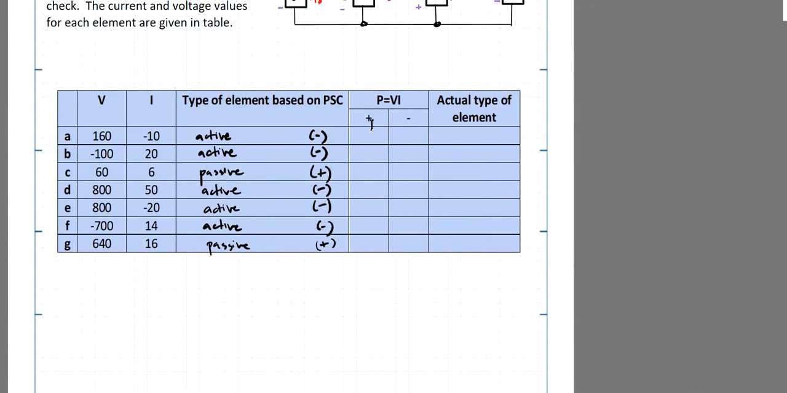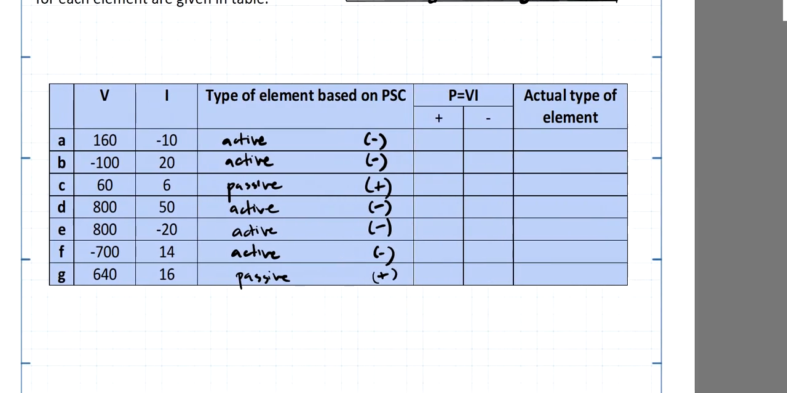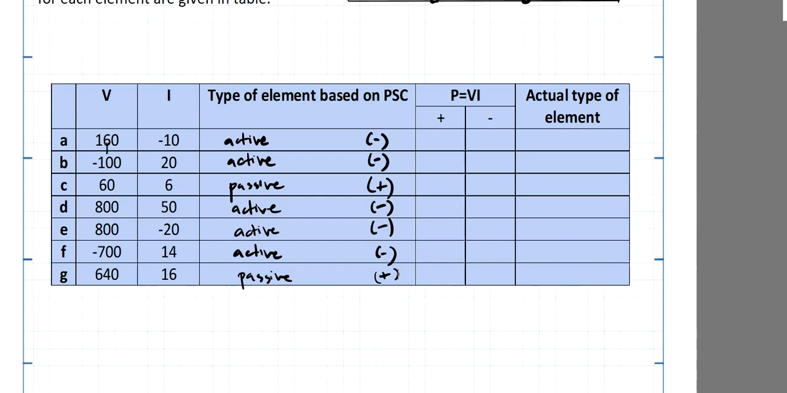Right, so now if we check the voltage, we have P is equal to VI. That's just voltage times the current, and we have this positive and negative column. Anything that's positive, we are going to write here, and anything that's negative, we are going to write in this negative column. Just take note, since we have given positive or negative values, we have to multiply them. If it's active, we still have to multiply this value by the negative sign, right?